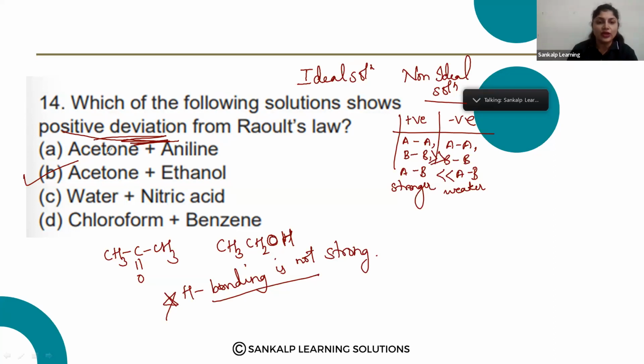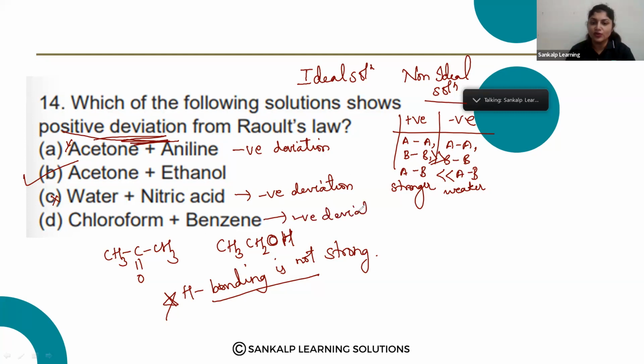Now, when you're talking about the other options, that is acetone and aniline, it shows negative deviation. So this is also ruled out. This is a wrong option. Then water and nitric acid is also an example of negative deviation, so this option is also ruled out. Then chloroform and benzene is also a negative deviation.